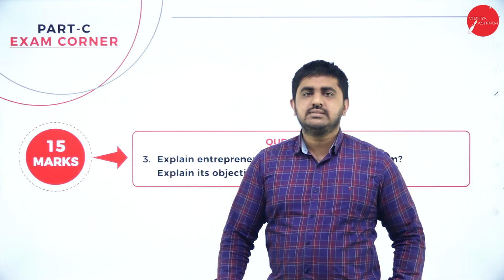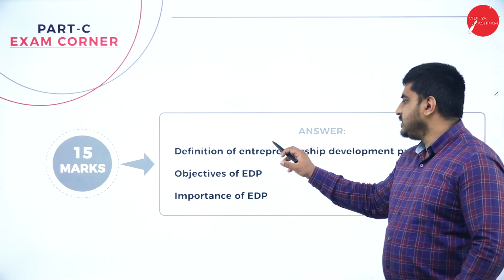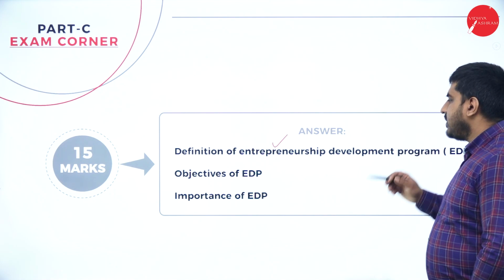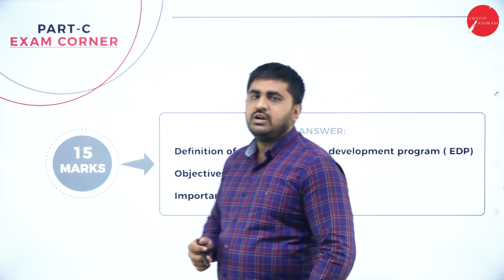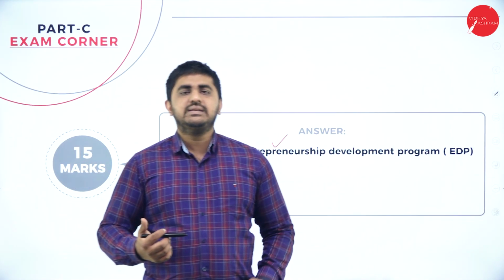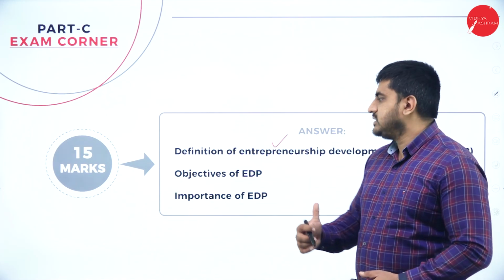How do you write this? So here you give one definition of entrepreneurship development program. So basically it is a program to promote entrepreneurship. That is the basic meaning. So you refer to the definition in the notes, and you write.